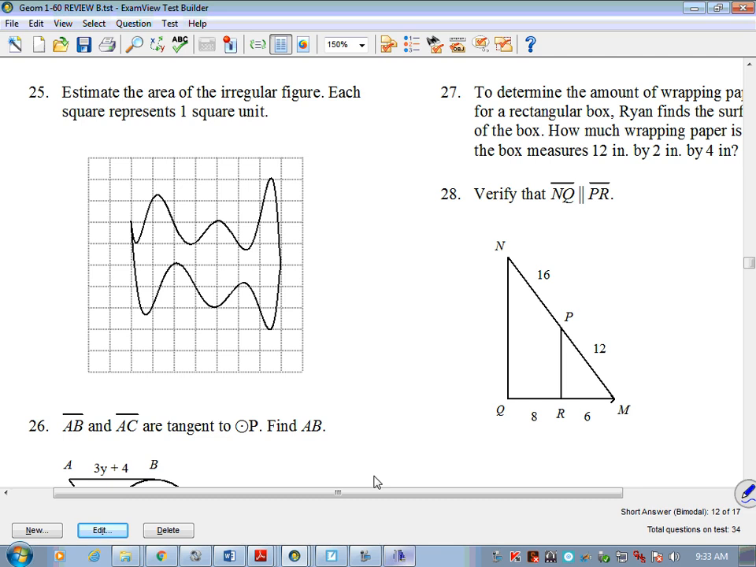Okay, 25, finding perimeter and area with coordinates. This says estimate the area of the irregular figure.